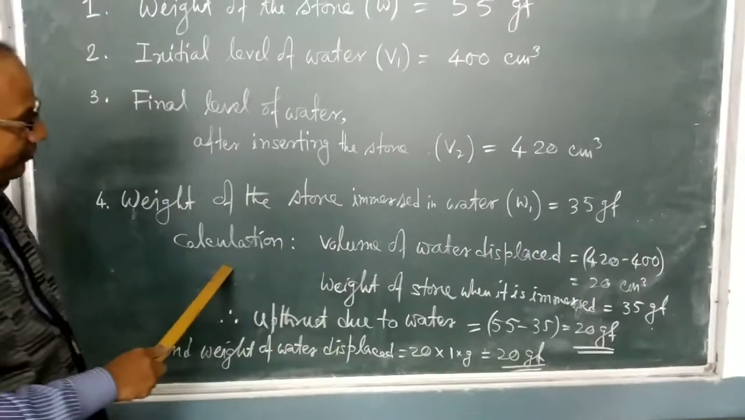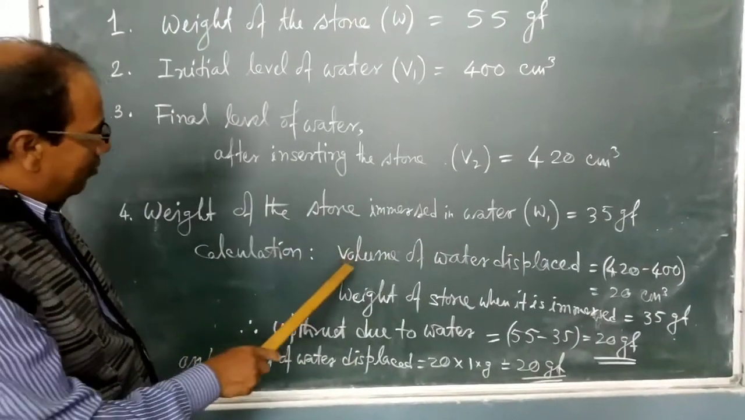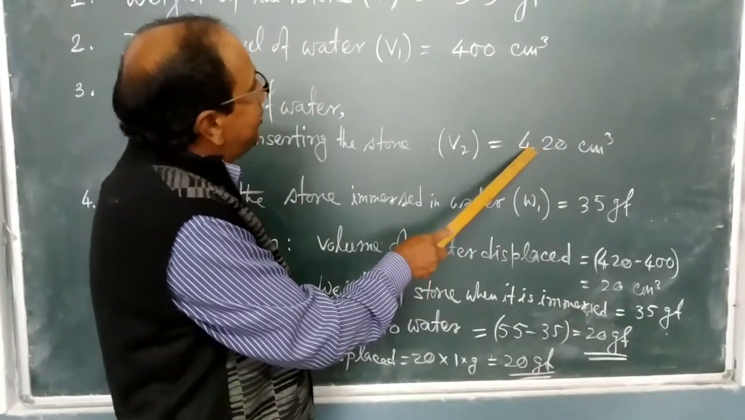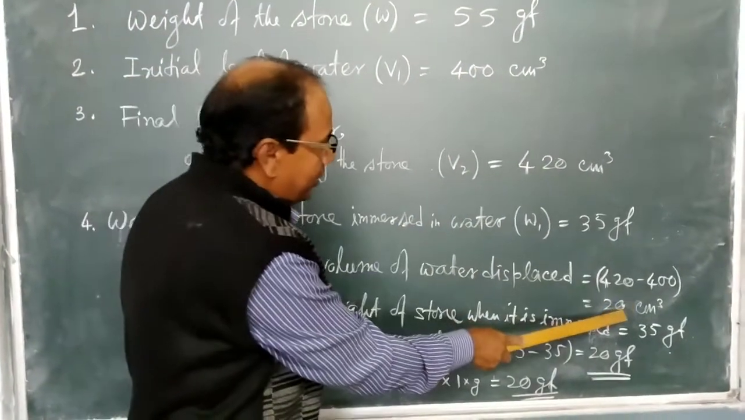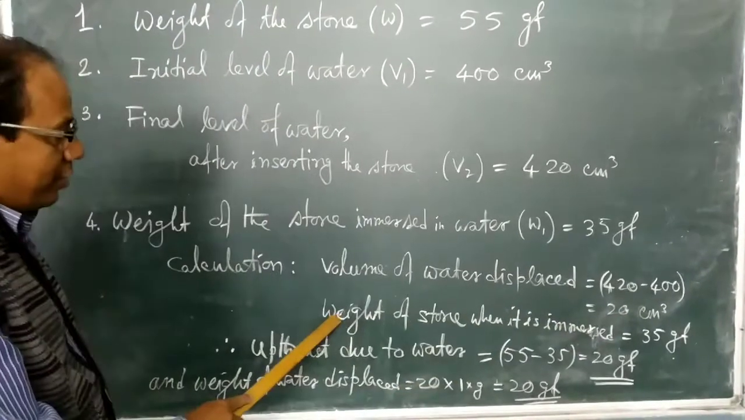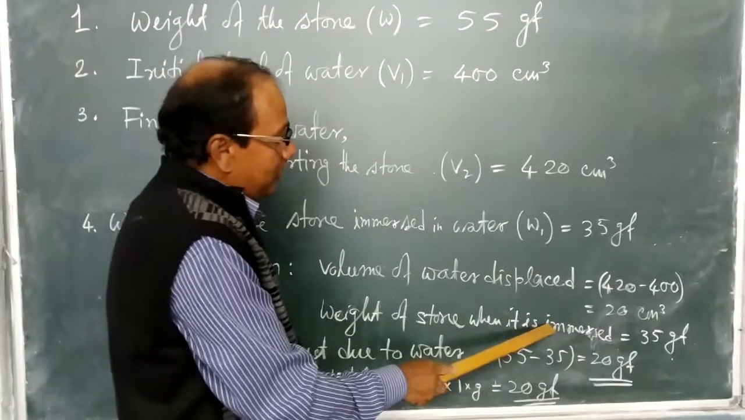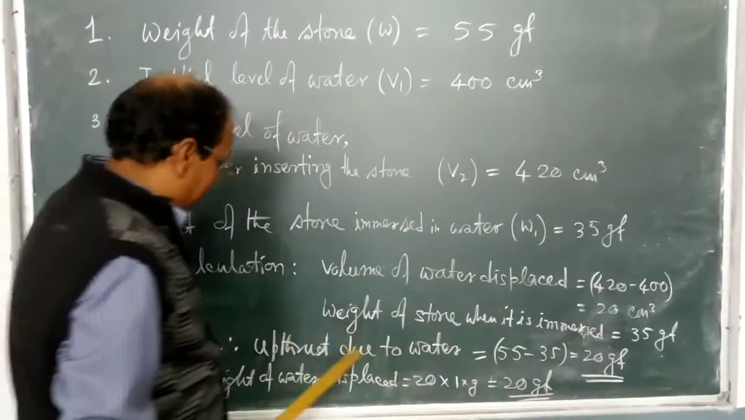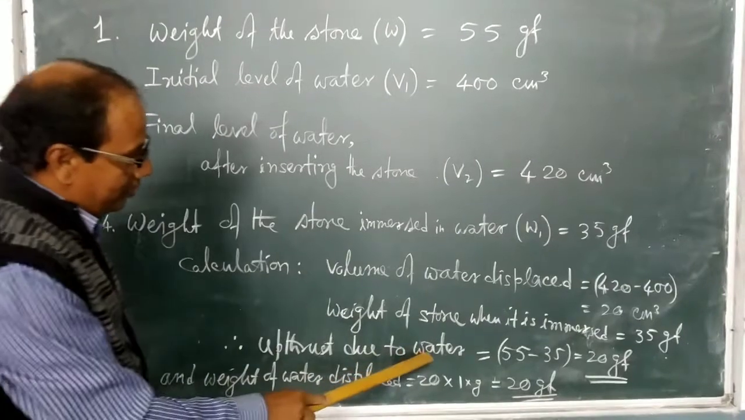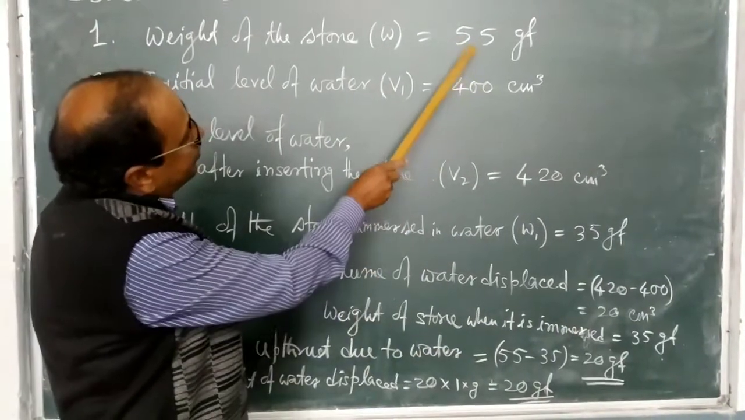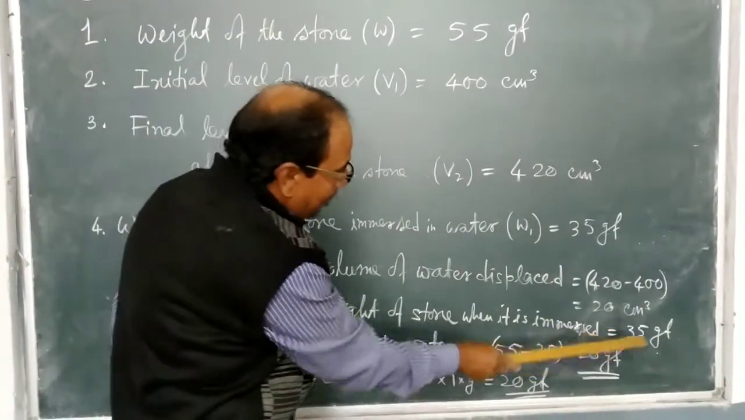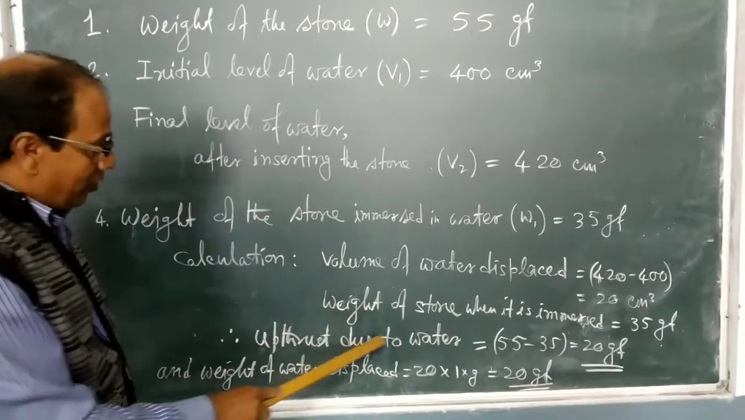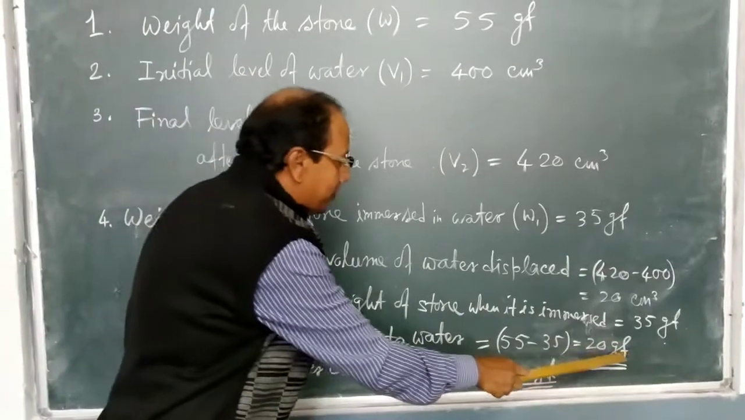Now for the calculation part, have a look. Volume of water displaced equals 420 minus 400 equals 20 centimeter cube. And weight of the stone when it is immersed in water is 35 GF. So, upthrust due to water is 55 GF minus 35 GF equals 20 GF. So we got here that upthrust due to water is 20 GF.